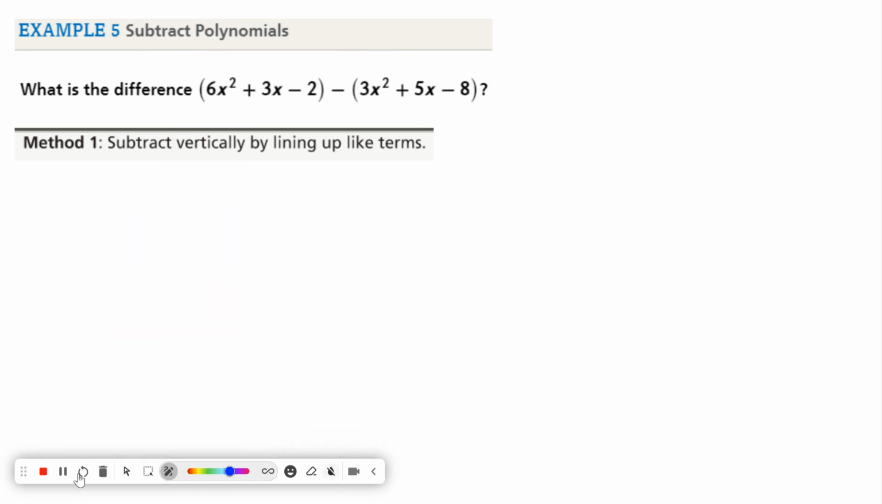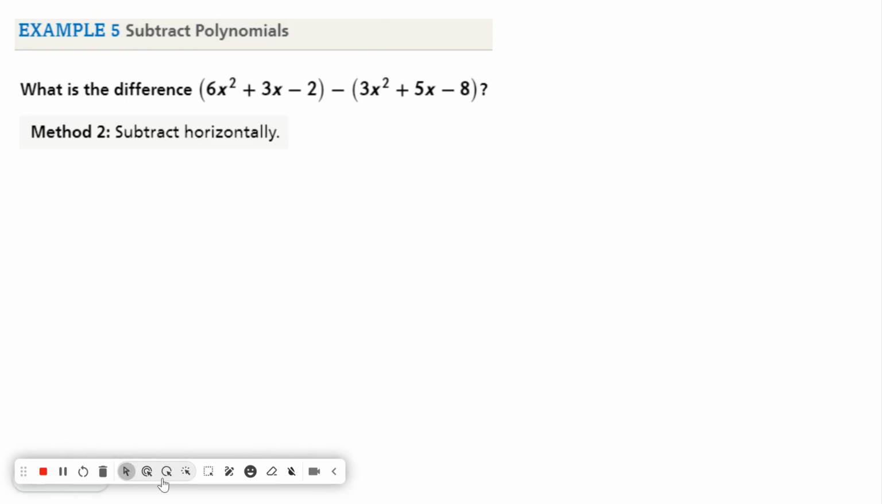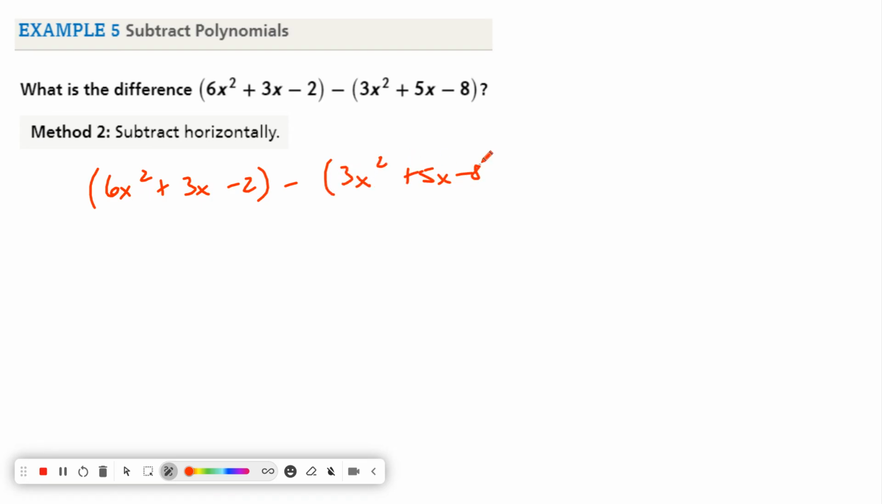Okay, so let's try it horizontally now. When we do horizontally, and I'll go back to red, I'll just rewrite this. So 6x squared plus 3x minus 2 minus 3x squared plus 5x minus 8. And now here's what's going to happen. This polynomial just comes down, and I don't need the parentheses. So 6x squared plus 3x minus 2.